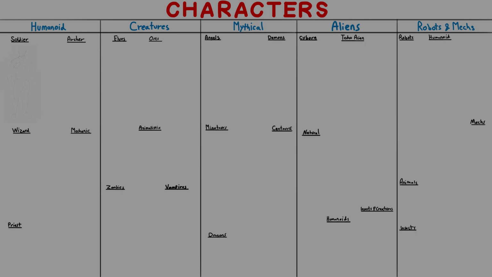For starters, we have the humanoid characters. These are mostly human characters in different jobs or status. For example, we can draw soldiers, infantry, police officers, or guards, and so on. Then we have the ranged warriors, like archers, snipers, stone throwers.